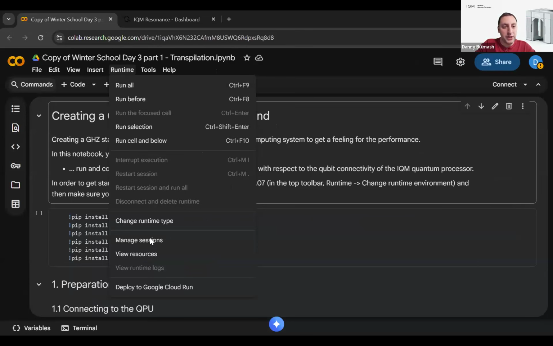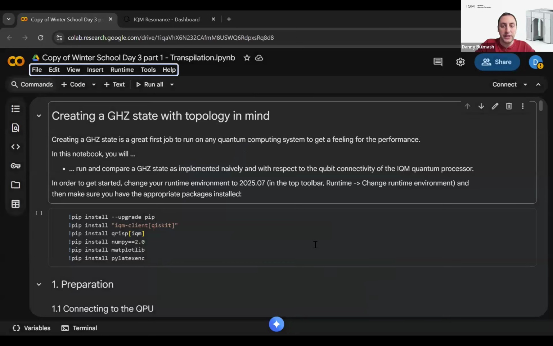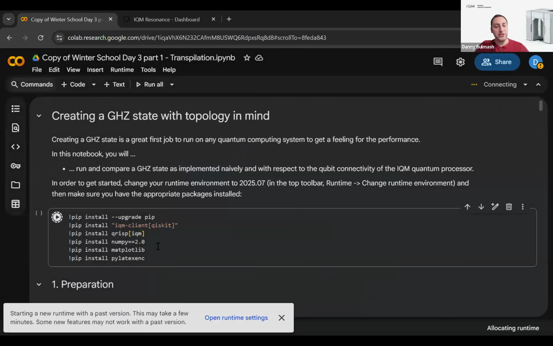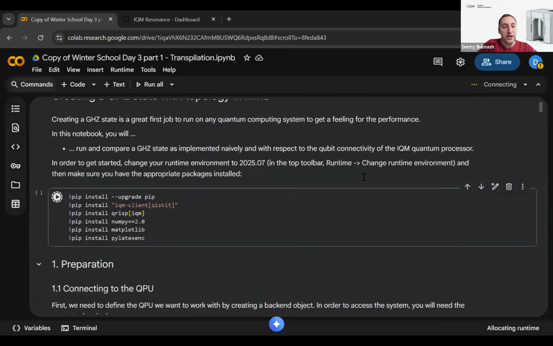As a reminder, we're going to change our runtime to 2025.07 as we did the other days and get some packages installed. Hopefully any issues with NumPy versions and things like that should be set here. But we'll get that all set up.